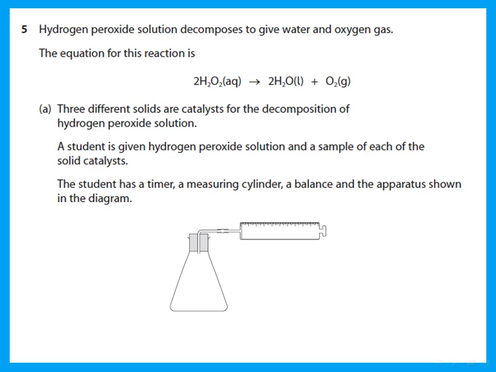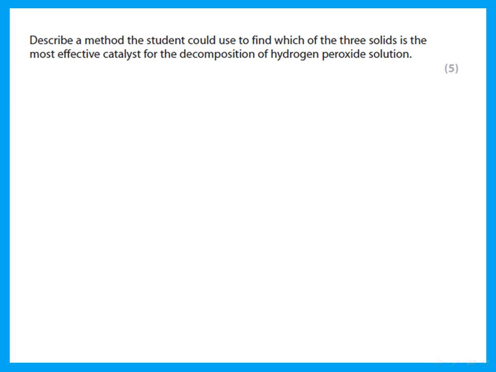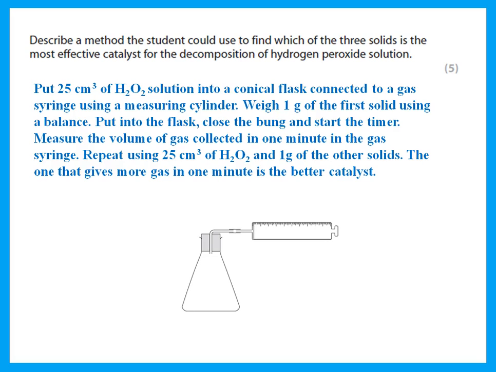So what does he want? He has three solids and he wants to know which one of these is the better catalyst. So how do we do that? Well, describe a method the student could use to find which of the three solids is the most effective catalyst. We're going to use this apparatus. And you need to explain using all the choices that he gave you.